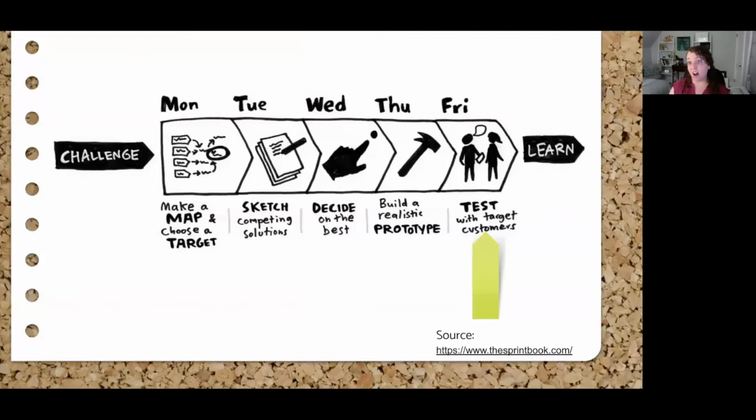So for step 5, you test those prototypes with your target customer audience and then integrate their feedback into any revisions before investing the time, energy, and resources into developing the fully fleshed out product. So this has been a really, really simplified version of the sprint, but the book is fabulous, and their website is just thesprintbook.com, and it has lots of great resources, guides that you can use to host your own sprint.